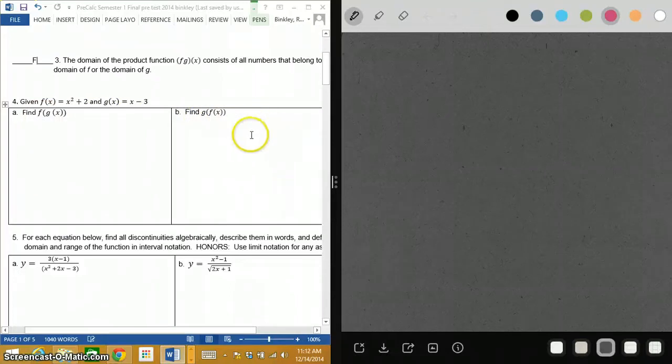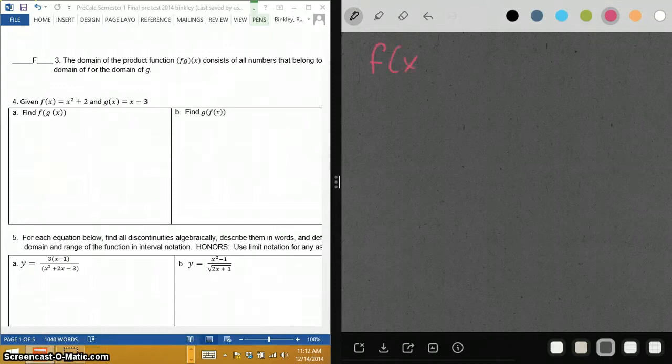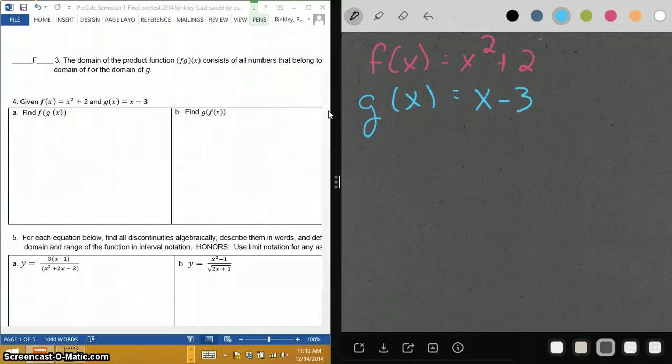Now, I know you have notes on this, so please use those, and please go back and look at other videos from the chapter it was from. But let's start out by writing them both over here. We have f of x equals x squared plus 2, and g of x equals x minus 3. Now, I will not expect you guys to have these simplified. I just want to make sure you can put everything in the correct place.